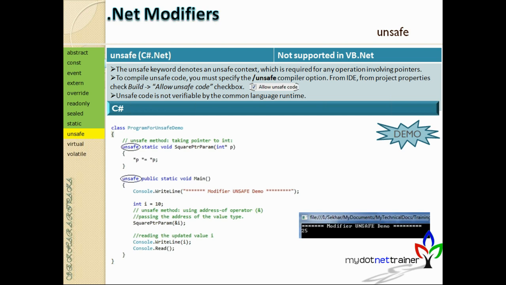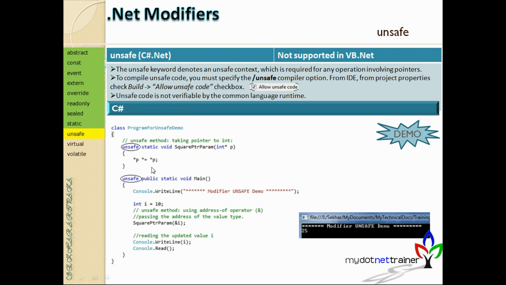Unsafe. Unsafe is a modifier that you can use to specify that your context is unsafe, which is using some kind of unsafe code in general. Whenever you use pointers, the compiler is going to complain that this is unsafe code. If you want to use pointers forcefully, you need to specify the unsafe context, and when you compile, you need to compile using the unsafe switch. Since we are using the IDE, you need to specify allow unsafe code, and only then can this unsafe code be compiled.